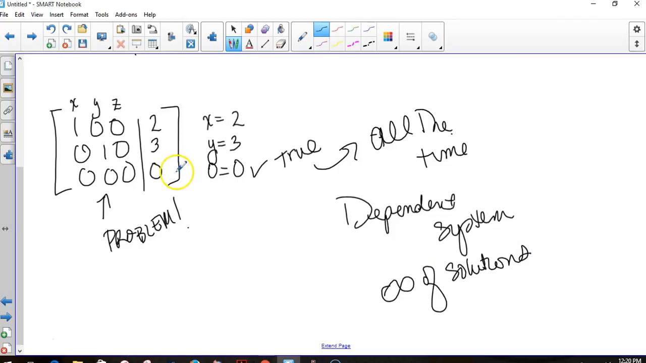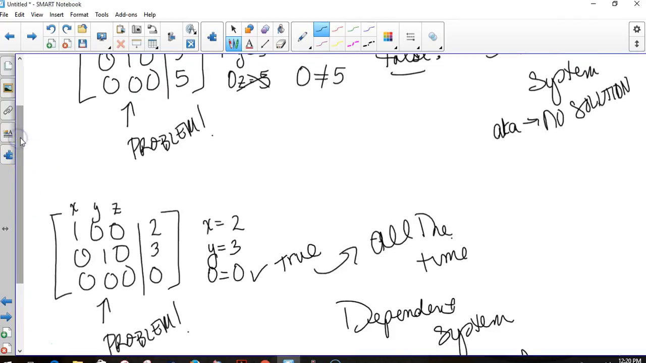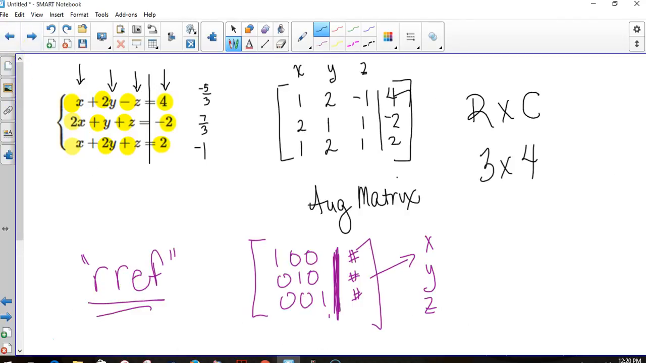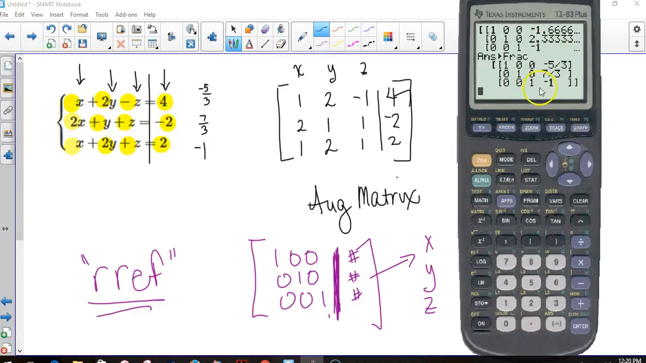So if you have all zeros, not so much a problem. It's a dependent system, which means one of the planes will overlap. If you have zeros equal to a number, you have no solution. If you have what we had before, then you have one unique solution. It does not have to be a 3D system for you to use a matrix. You can do this for your 2Ds and just use a 2 by 3.